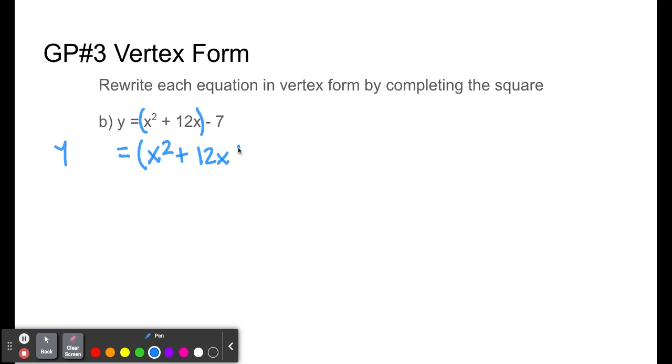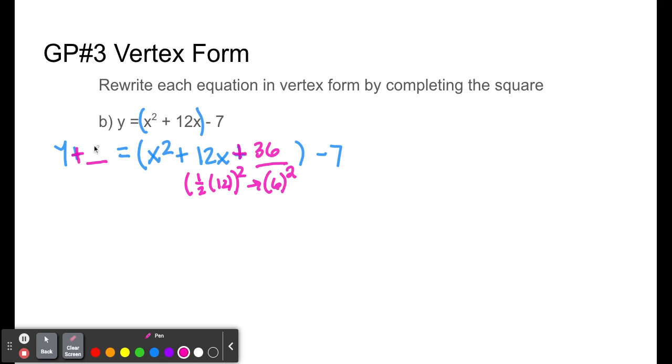So we're going to leave blank spaces on both sides. Got a different color. Plus blank in order to complete the square. So to find this value, again, talking about what we looked at on the last slide, we're going to take half of B, which is 12, and square it. Half of 12 is 6, and 6 squared is 36.